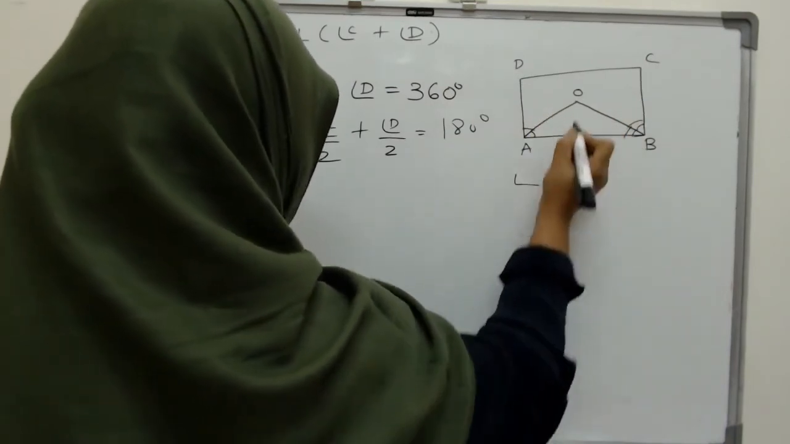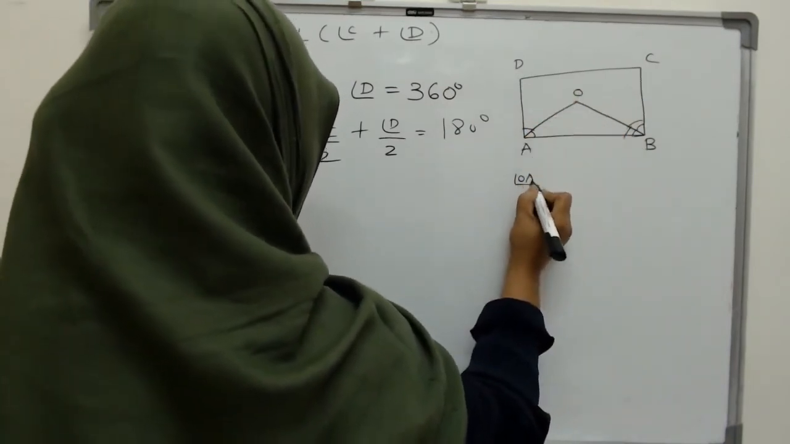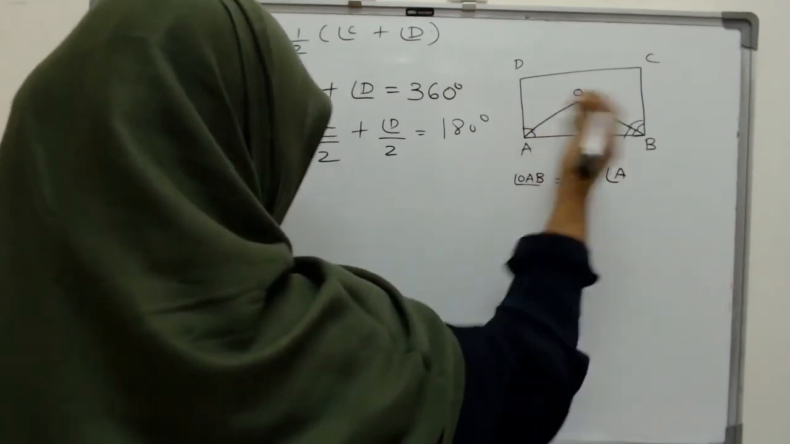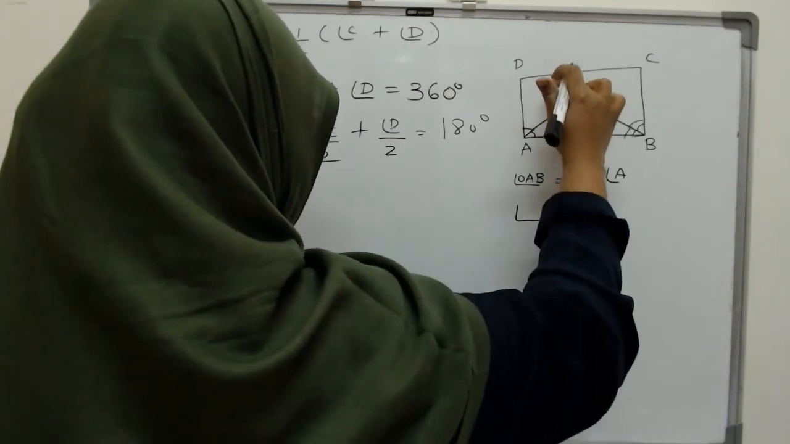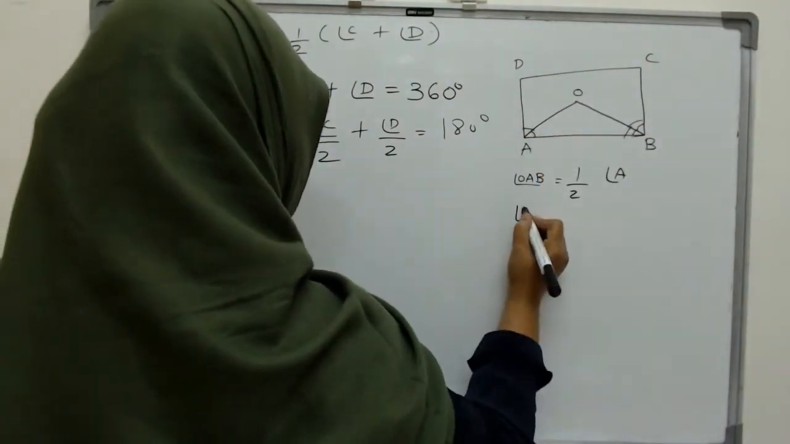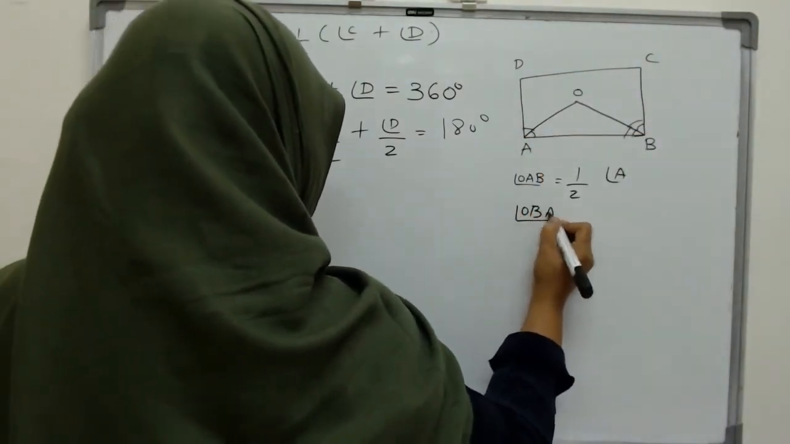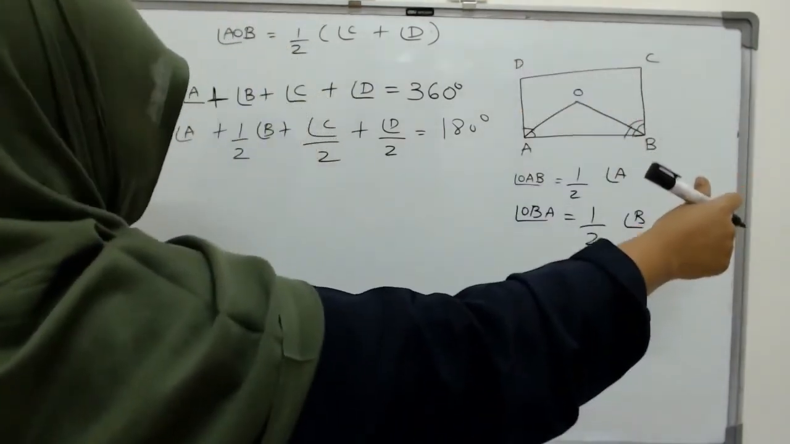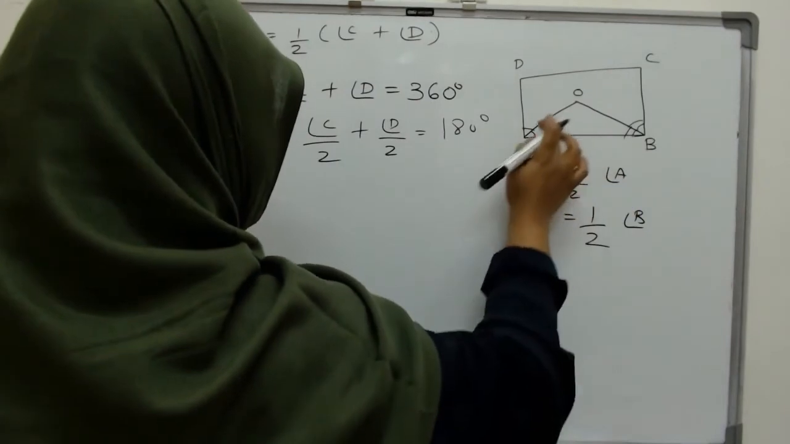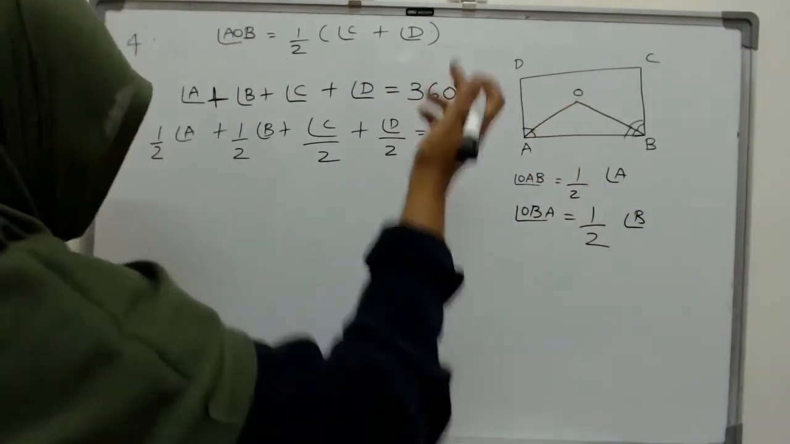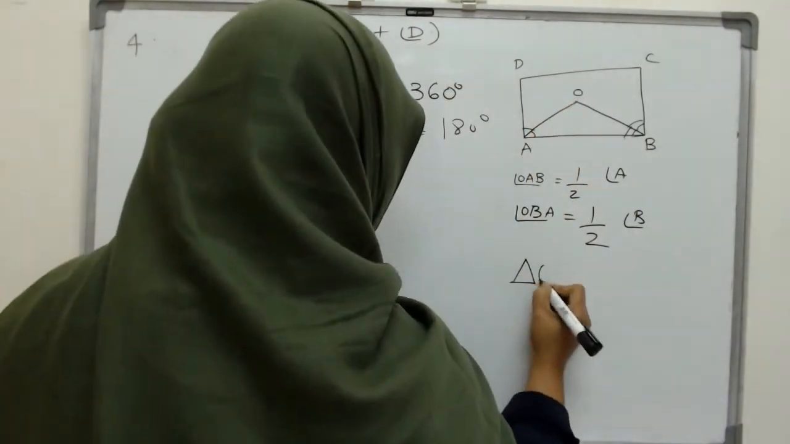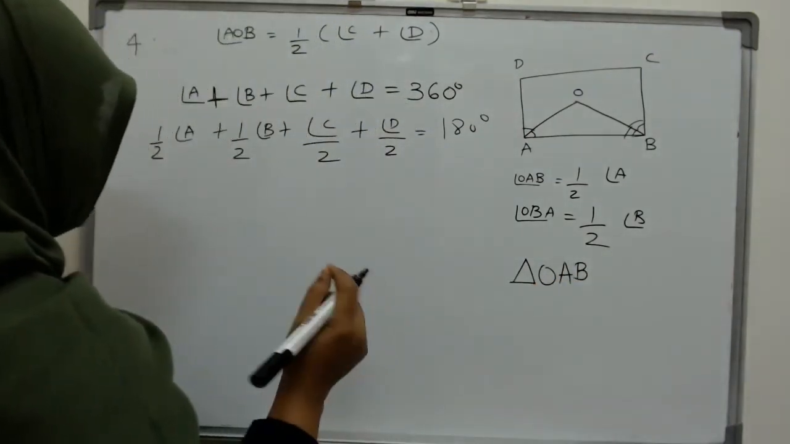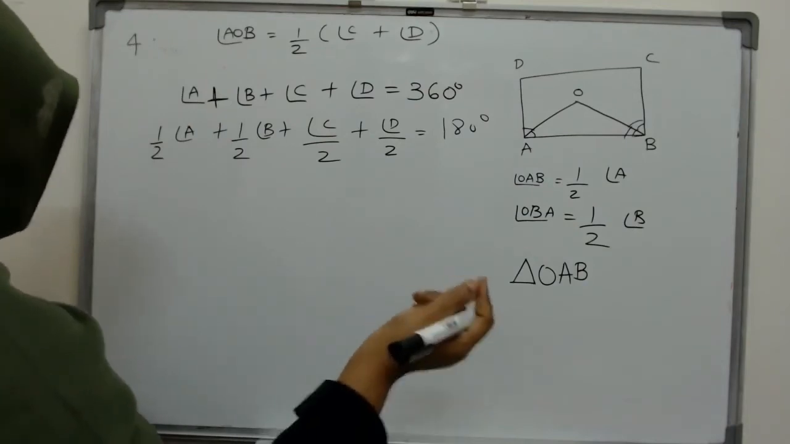So you have angle OAB is actually half of angle A because it bisects, right? And similarly OBA is also half of angle B. Why? Because it bisects angle B. But then these three angles added together, what is this? If you consider the triangle OAB, what is the sum of the angles of a triangle? You remember it is 180.